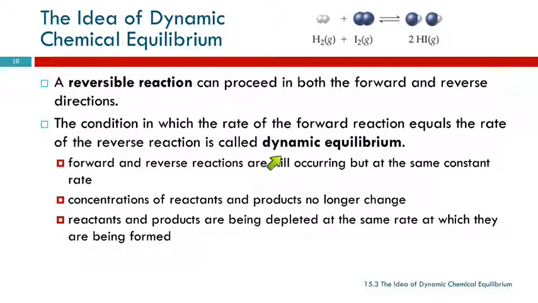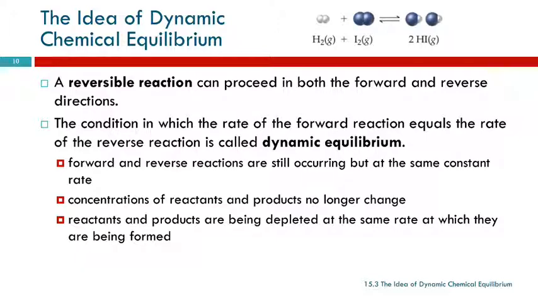When we get to dynamic equilibrium, the rate of the forward reaction is equal to the rate of the reverse reaction. Both of those reactions are still happening. The forward reaction is happening, the reverse reaction is happening, but because they're happening at the same rate, the overall concentrations of reactants and products aren't changing.